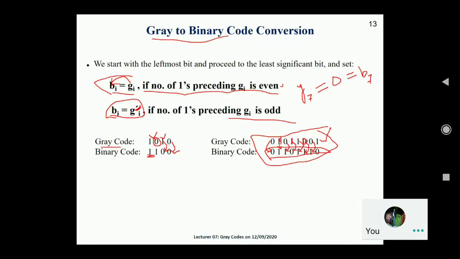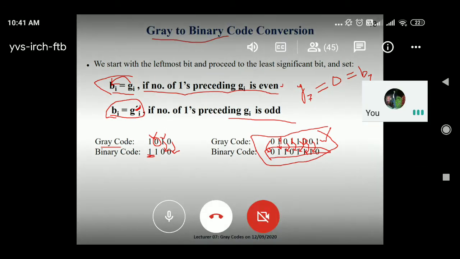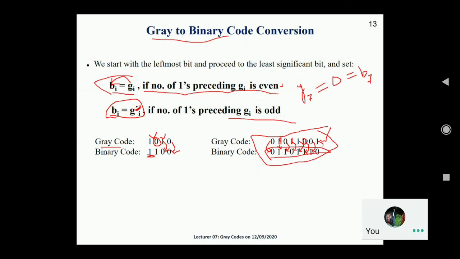Now when we are going to this particular one, how many ones have occurred? 1, 2, 3. This is also odd. If it is odd, that time BI equal to G complement. So what is the G complement? G complement of BI, this one is 1. Now its complement form is 0. So this way we are converting gray to binary code. Now you are getting? Yes, sir.